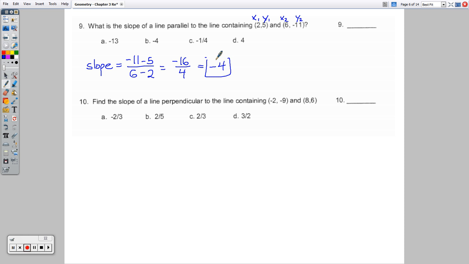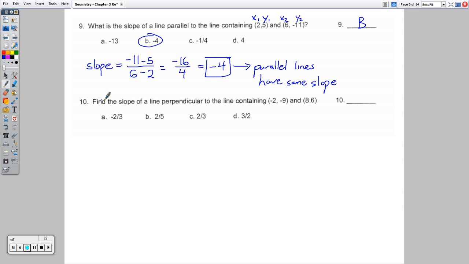So this is going to have the same slope for the parallel line. So parallel lines have the same slope. That means our answer has to be choice B on this one.